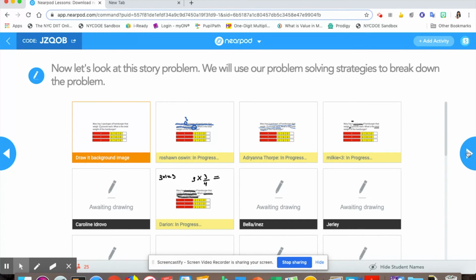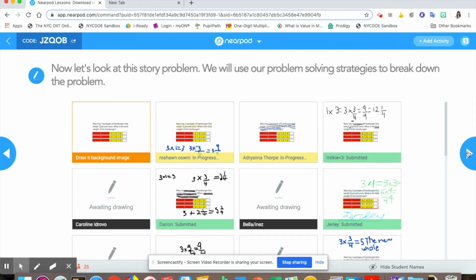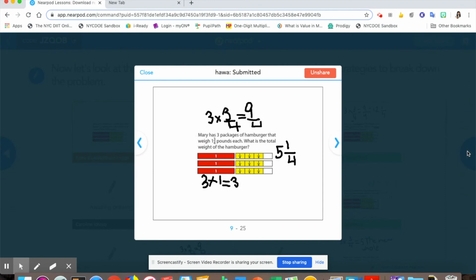Okay, so the question here is asking us to find the total weight. And we know that it's 3 packages, which is why we have 3 rows in our fraction model. And each one weighs 1 whole and 3/4. So that's why in red you see the 1 whole, and then in yellow you see the 3/4. And here I'm going to need your help, guys, to explain it for those of you who were able to get to the final answer.